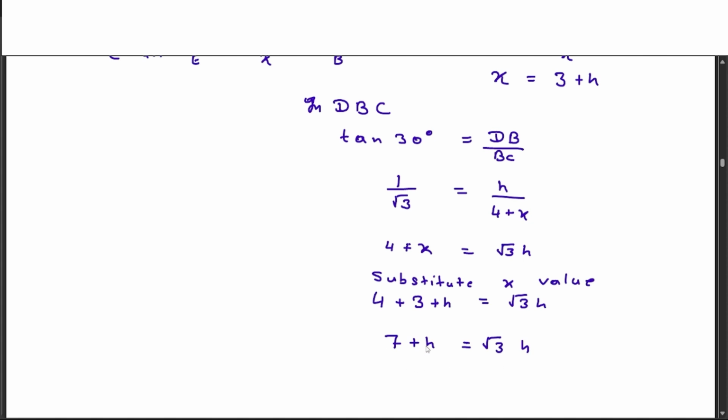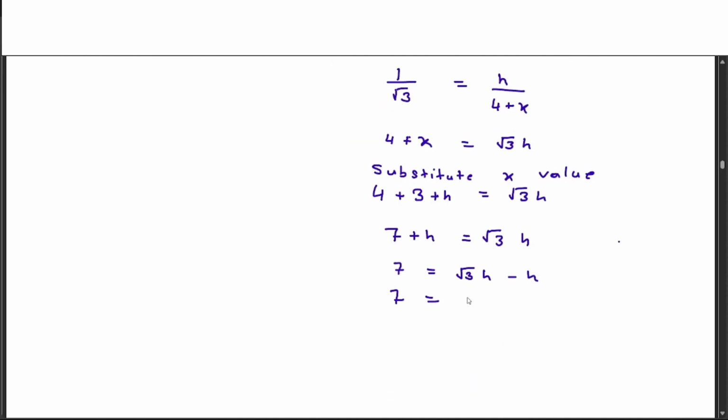Now you can transpose the H to the other side. So you get 7 is equal to root 3 H minus H. Now you can take H common. So you can write H is equal to 7 over root 3 minus 1. Hope you understand this one.